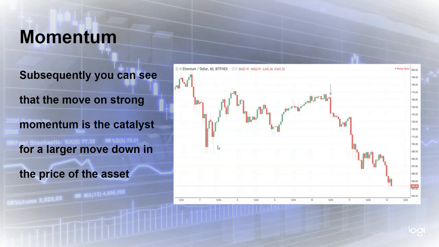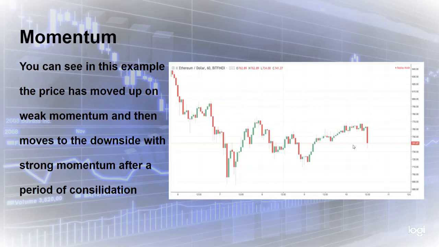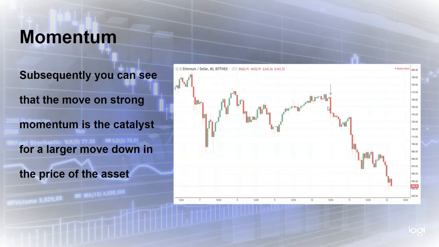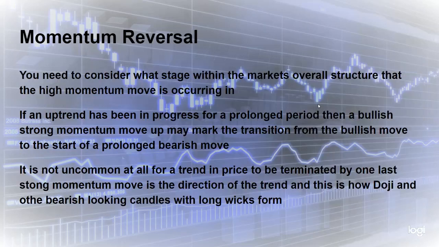So subsequently you can see that a move on strong momentum is a catalyst for a larger move down in the price of an asset. So you can see here, this is obviously continuing on from what we saw in the last picture here. So we had this move up, we had this big strong candle down. Right, so then what happens afterwards? There's that candle. That candle basically starts off a big sell-off. So we have that strong candle on momentum, and that momentum then gives the price action follow through to the downside, and we then get this large move down.